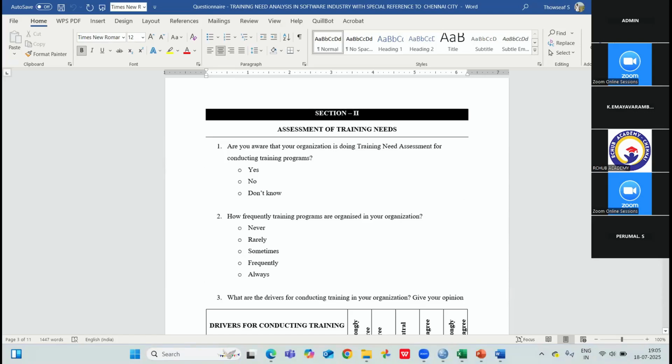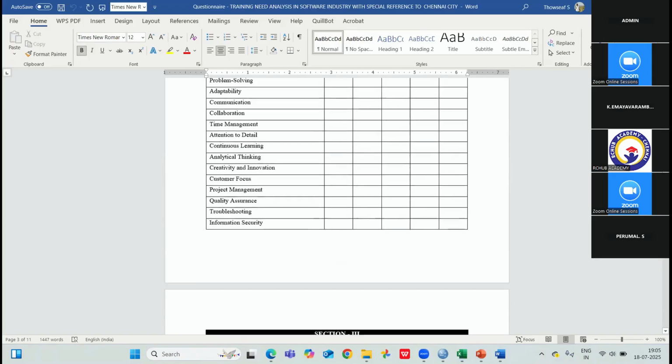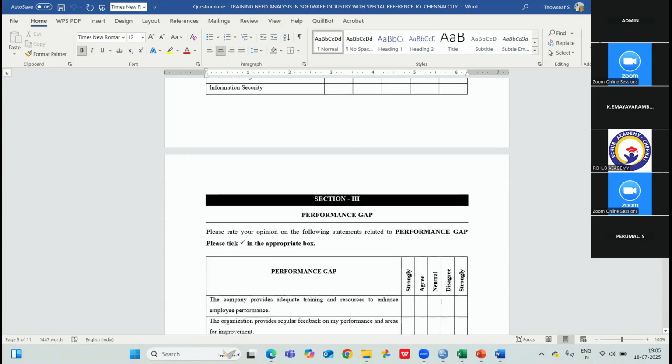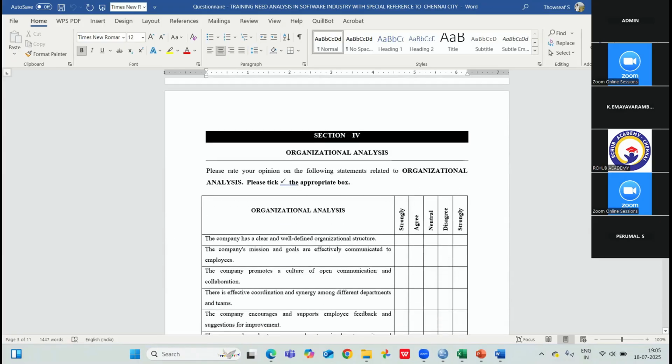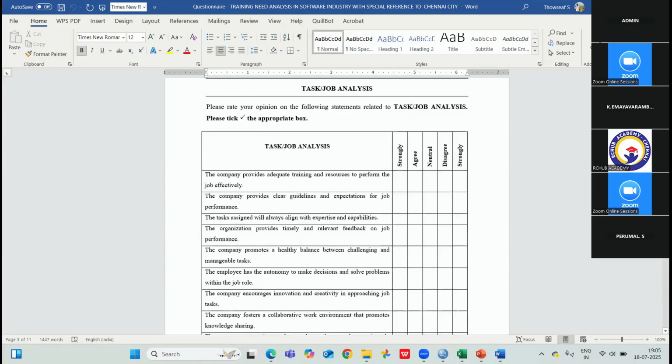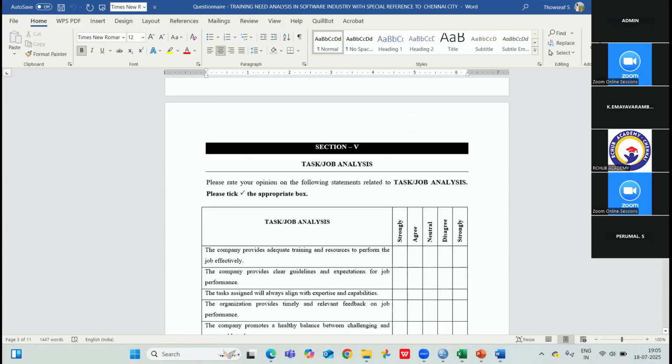And now how is the assessment of training need done? Are they aware of the training need awareness by the HR? For that they have asked a few questions. And to identify the performance gap, he has asked many questions. It goes on to organization analysis, and so on. So he has framed many questions with various factors.